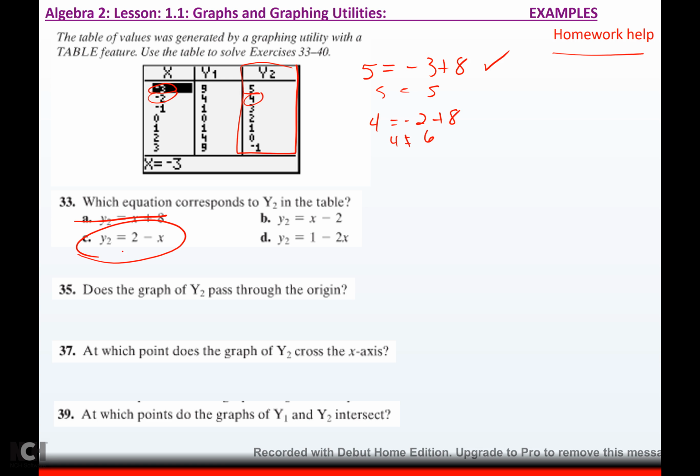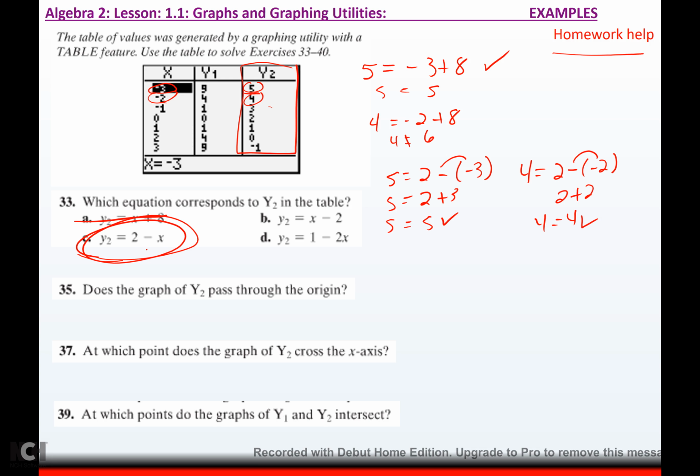If I try C, if I try the 3 again, the 3 and the 5, I would change y to 5 and x to -3. Distribute the negative, and 2 plus 3 is 5 equals 5. Check the next one, -2 and 4. 4 equals 2 minus a -2. Distribute, 2 plus 2 is 4. 4 equals 4. So I'm going to go with C. You could check some more.